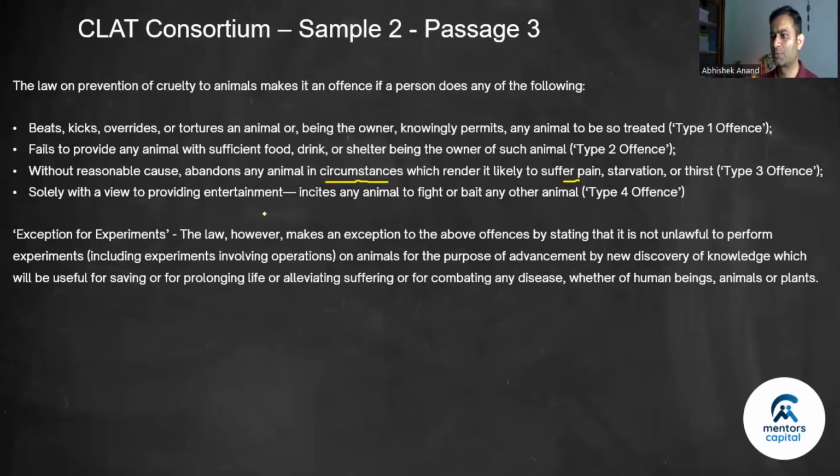Solely with a view to providing entertainment, incites any animal to fight or bait any other animal. So this would be a type 4 offense. If you are inciting, your objective should be entertainment.